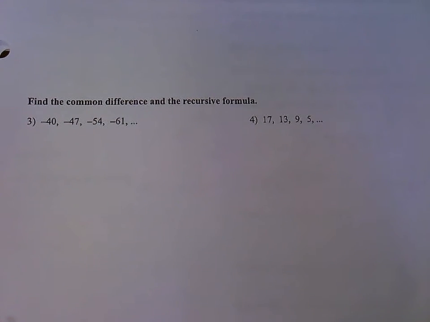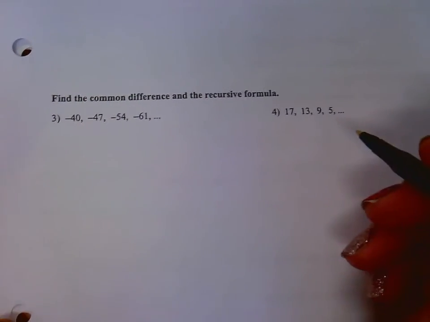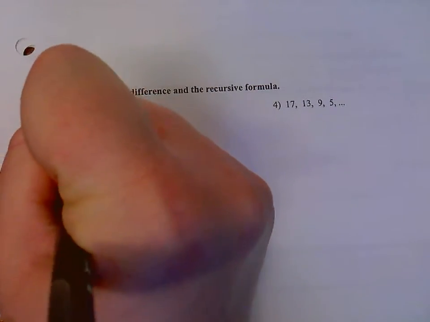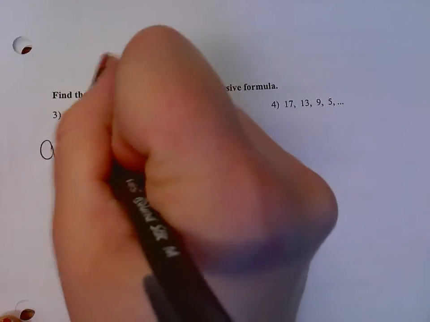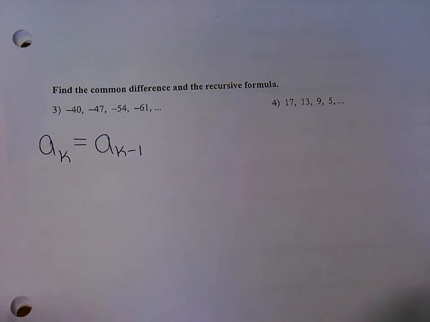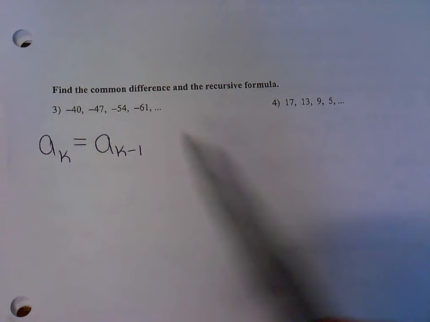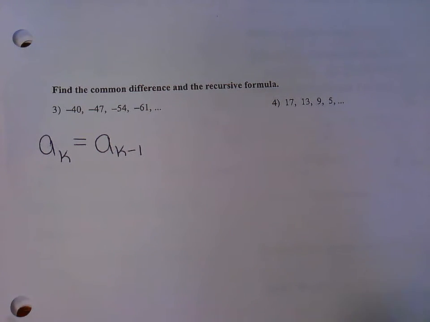All right, so on 3 and 4, they want you to write a recursive formula. Find the common difference and then write the recursive formula. So I'll do 3 and then you try 4. So A, you can write a sub k or a sub n. A lot of times with recursive, it's written as a sub k equals a sub k minus 1. What am I doing to it each time? So to find the term I want, take the term before it and do what? Add 3 or subtract 1? What am I doing each time?